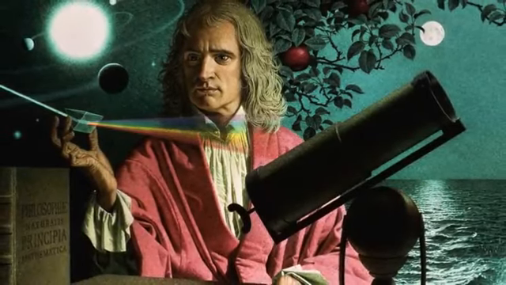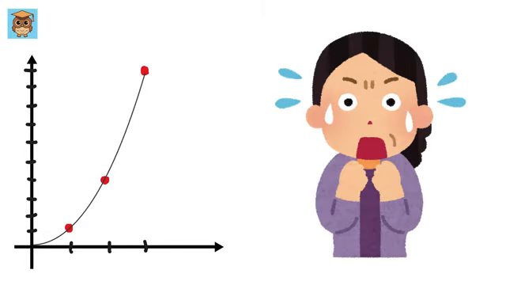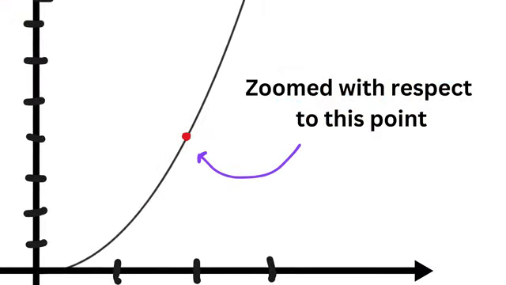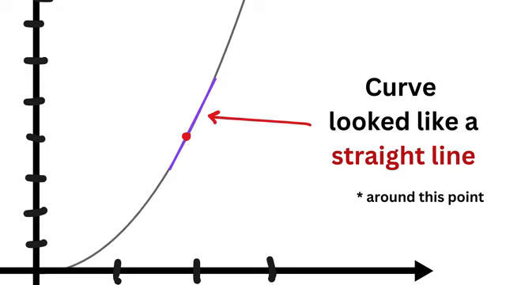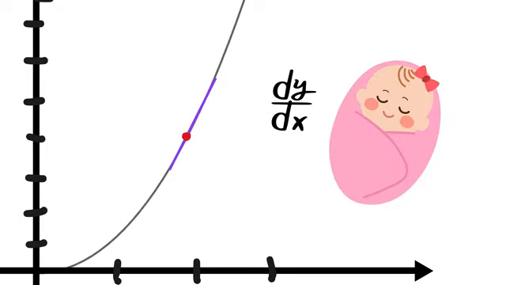Both of them, working separately, came up with a groundbreaking idea. Instead of thinking about the whole curve at once, they zoomed in really close, so close that the curve looked almost like a straight line. This is how the concept of the derivative was born.